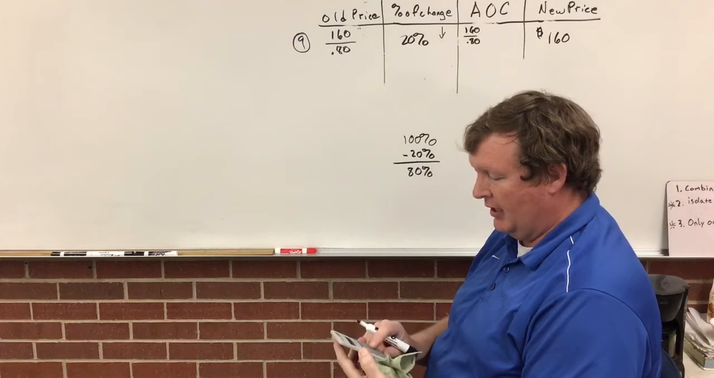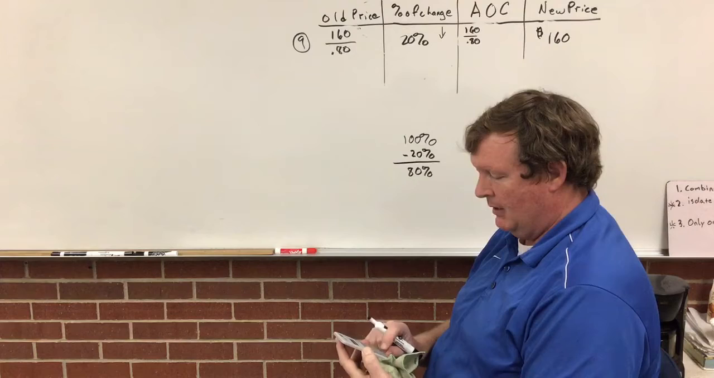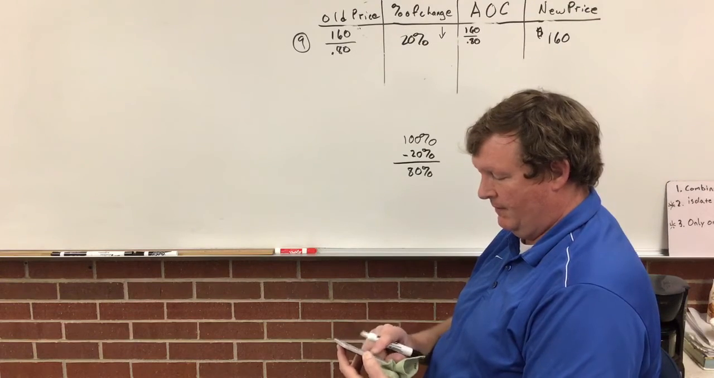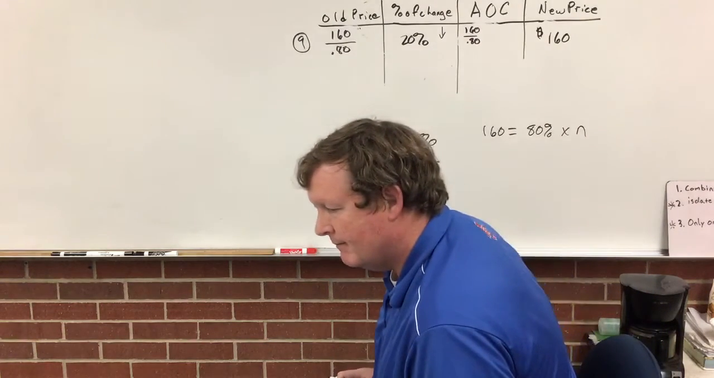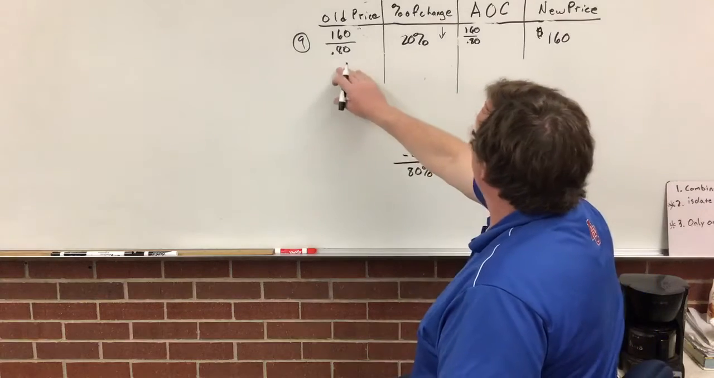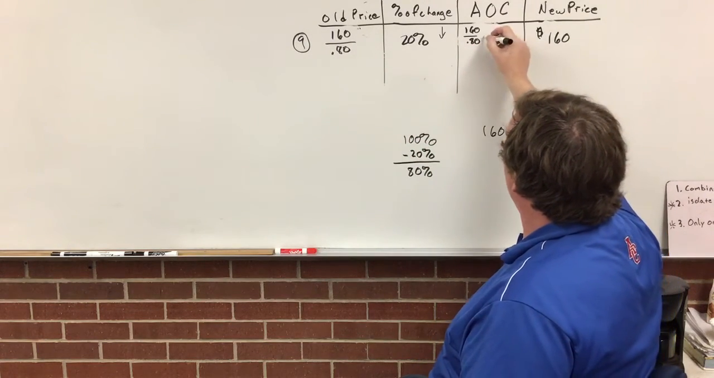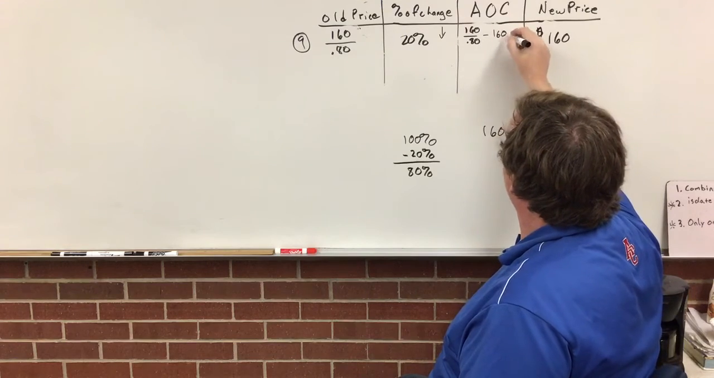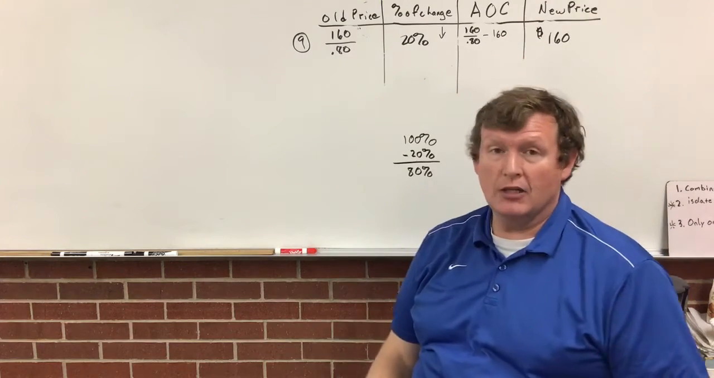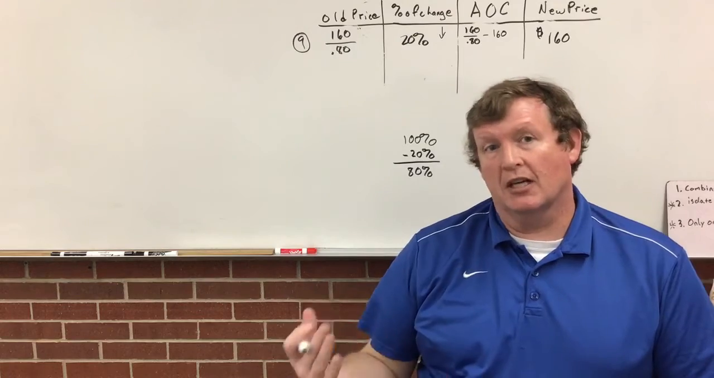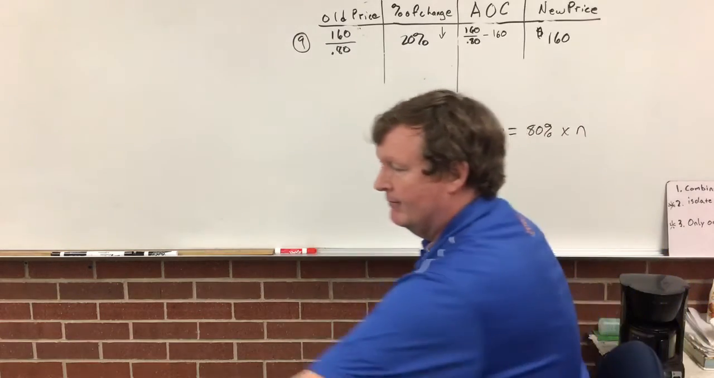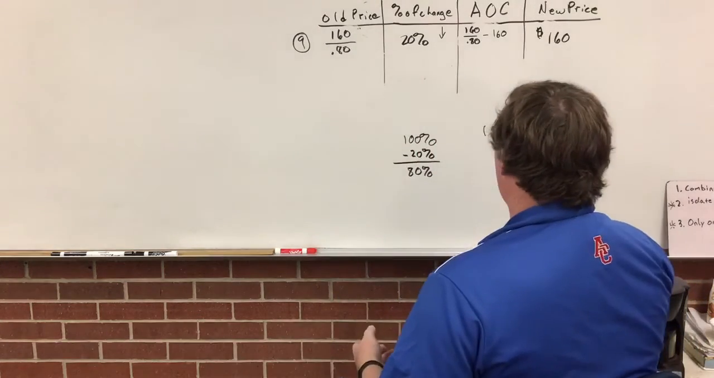Mr. Lindblad's going to check his answer. I don't want to tell you the wrong thing. Yes, that would give me the old price. And then to find the amount of change, I'm going to take the old price and subtract the new price, and that will give me my amount of change. The reason I subtract is because it's a discount. All right, I worked that one correctly. Woo!